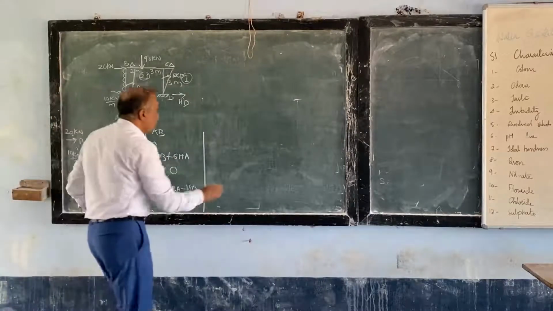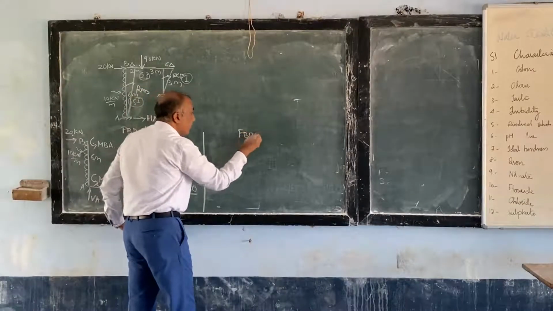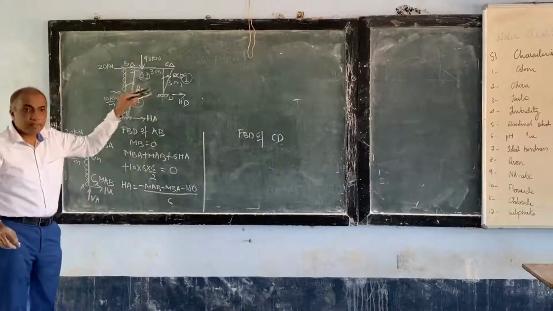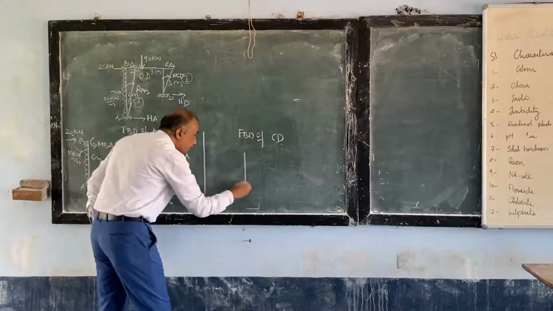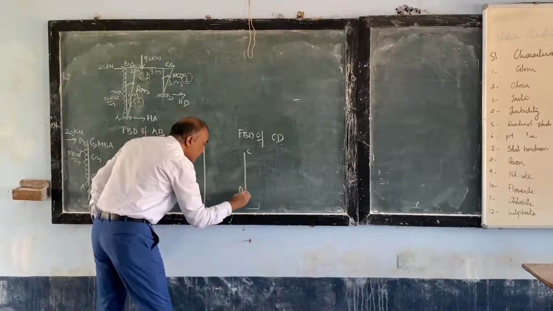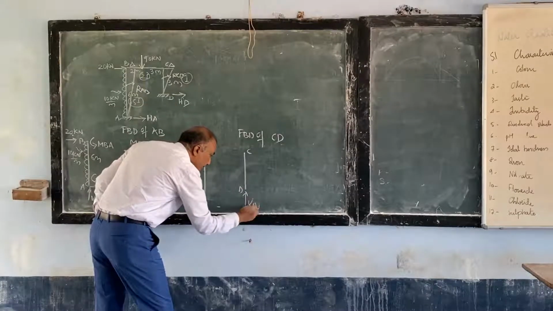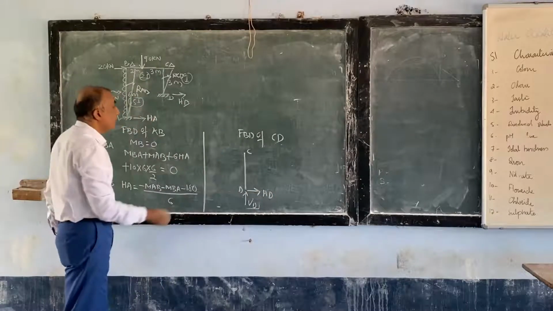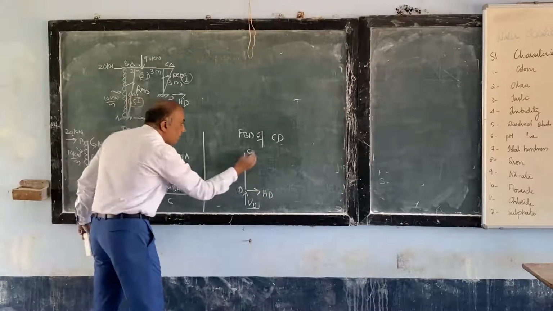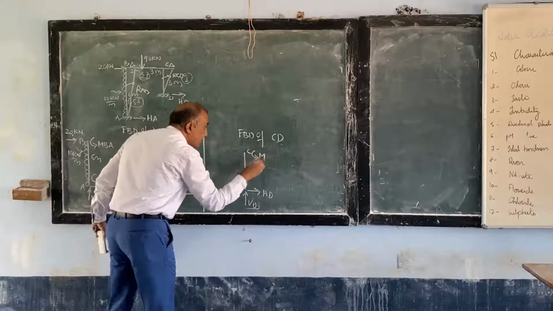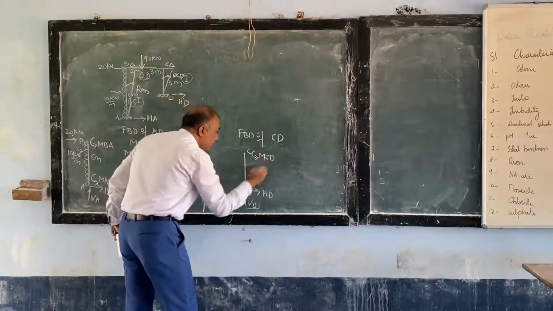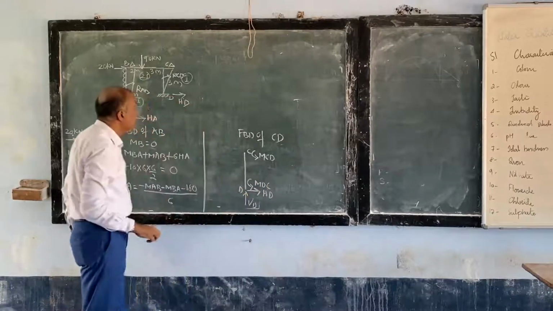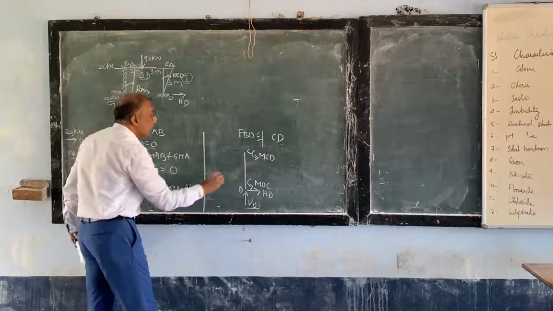Similarly, go to the free body diagram of CD. Show member CD here, with C and D, and represent all the forces. The vertical reaction here and the horizontal reaction HD here. There is no external load acting on CD, only the moments developing at the joints, MCD and MDC, at C and D respectively. This is 3 meters.